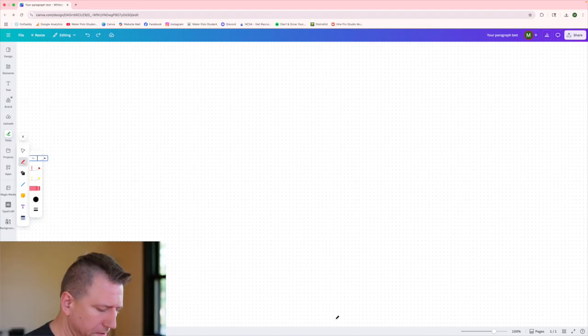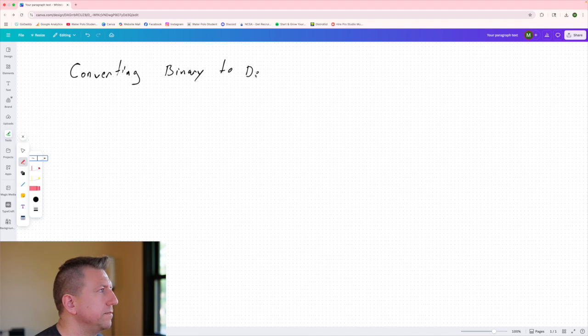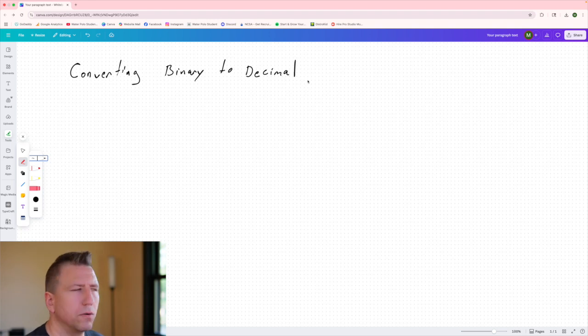So let's take a look at an example here on the screen. What we're going to be doing is converting binary numbers to decimal numbers. Now, if you haven't watched my video on decimal polynomials, it'd be a good idea to watch that now so you can get some background on what I'm going to talk about at this moment.